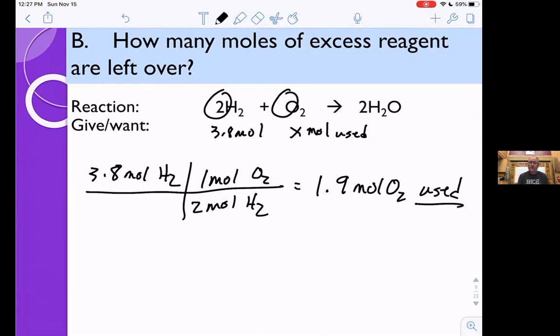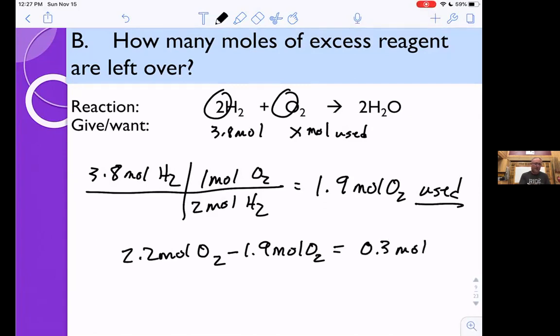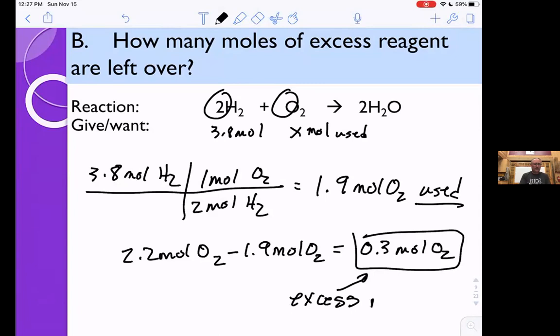And so what I need to do now is subtract from my original amount. In the original equation, there was 2.2 moles of O2 that I started with in my reaction, minus the 1.9 that I calculated that I used. What I'm going to end up finding is that I have excess, and that excess is 0.3. To the right of the decimal place, 0.3 moles of O2 are left over. So this is the amount of excess remaining.